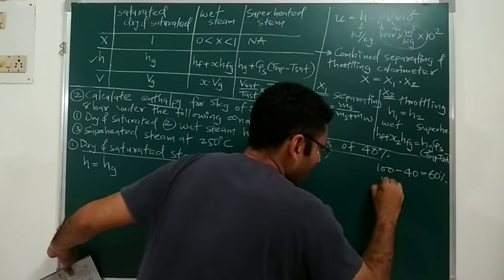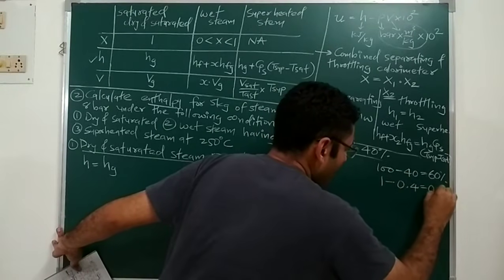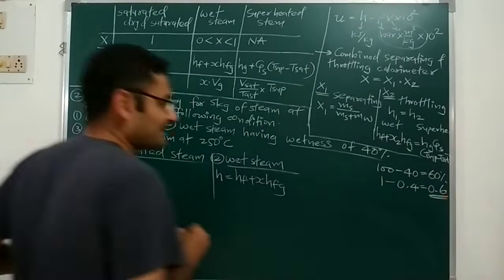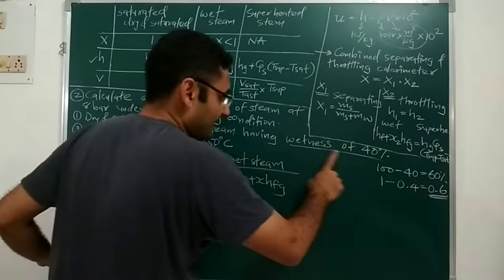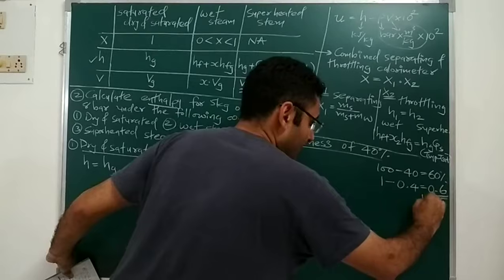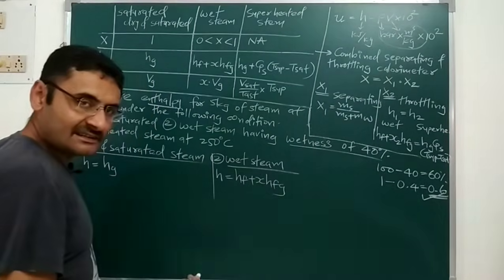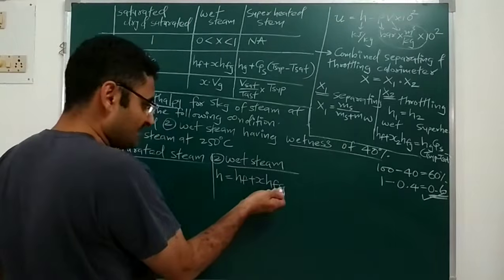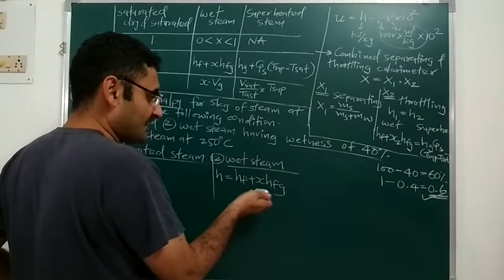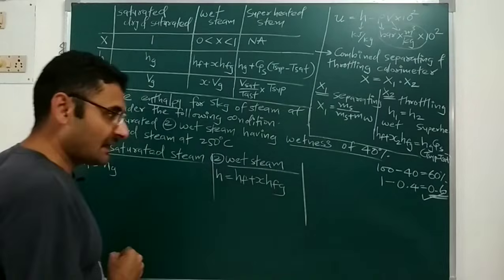So it will be your 1 minus 0.4, so it will be your 0.6. So 0.6 is the dryness fraction, and wetness fraction is 0.4, and dryness fraction is 0.6, and our equation is based on dryness fraction. So value of X is 0.6. So from the steam table you will find out the value of HF and HFG and insert value of X as 0.6, so that you will get the final answer of enthalpy.